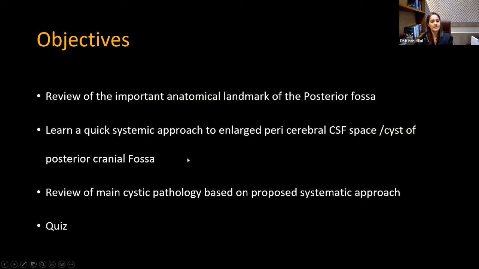What I'm going to discuss today is, first, a review of important anatomical landmarks of the posterior cranial fossa. We are going to learn a quick systematic approach to enlarged pericerebellar CSF spaces or cystic structures of the posterior cranial fossa. And then I'm going to propose a systematic approach to review the main cystic pathologies of the posterior cranial fossa. And in between, we are going to have a few quiz questions.